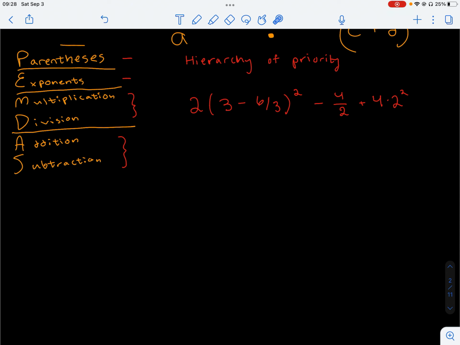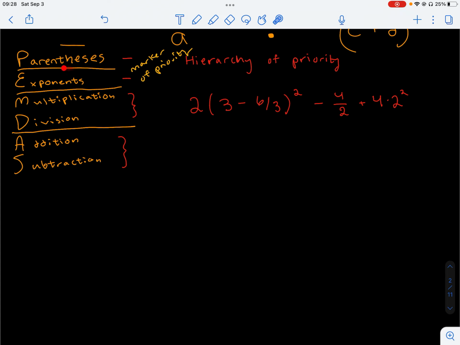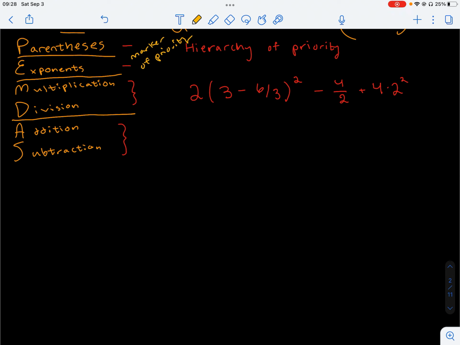Well, parentheses in and of themselves are not an operation, but rather a marker of priority that changes how we would more naturally do the following items on the list: exponents, multiplication, division, addition, subtraction. It says, okay, whatever's inside here, I will do before anything outside, regardless of how much higher priority these outside things have in this expression.